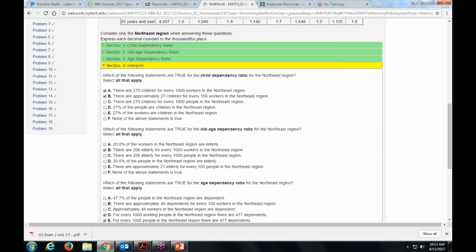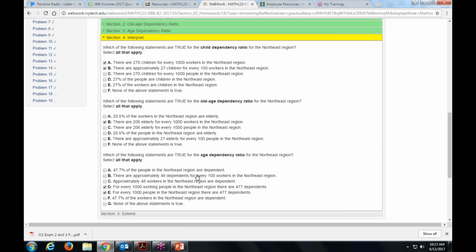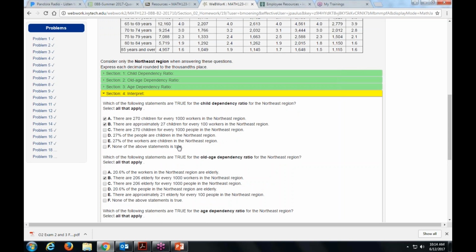So when you come down to the interpretation here in the second part, remember that with dependency ratios, you're always comparing to workers. So for any problem here, like this first one, the child dependency, I know that C and D are definitely not right because they talk about people. I'm not comparing to people, I'm comparing to workers. When you talk about people, you're talking about everybody. And when you're talking about age dependency ratios, we only compare to workers. So that's a small detail that makes a huge difference. You can eliminate C and D completely from the first part.